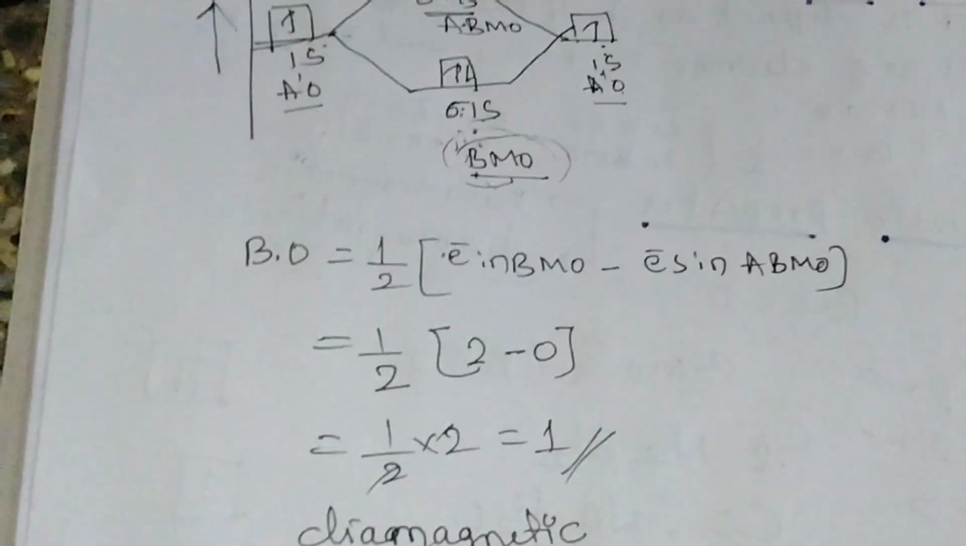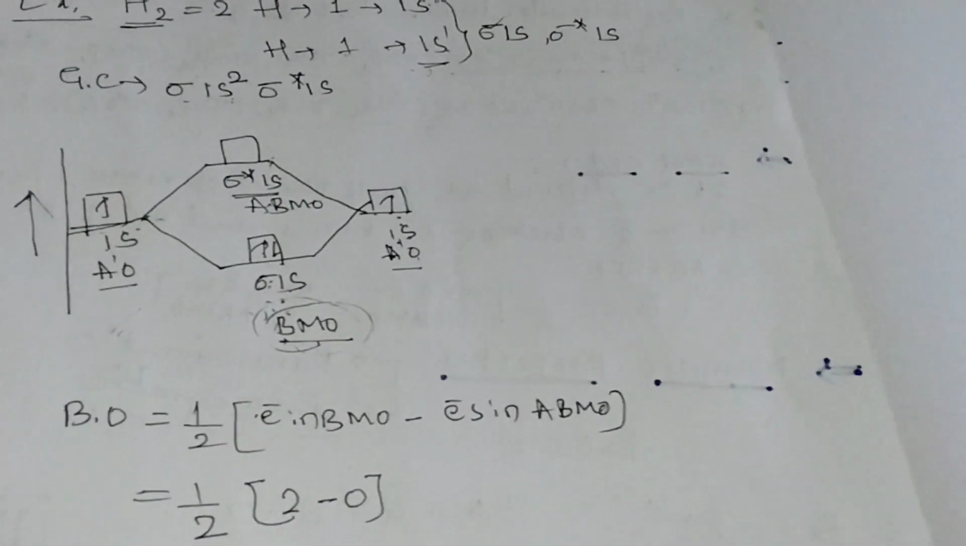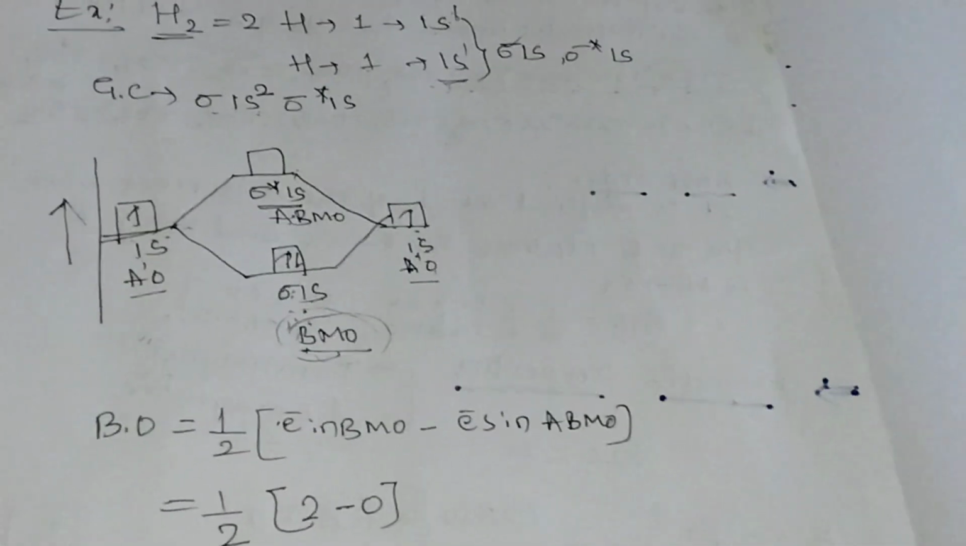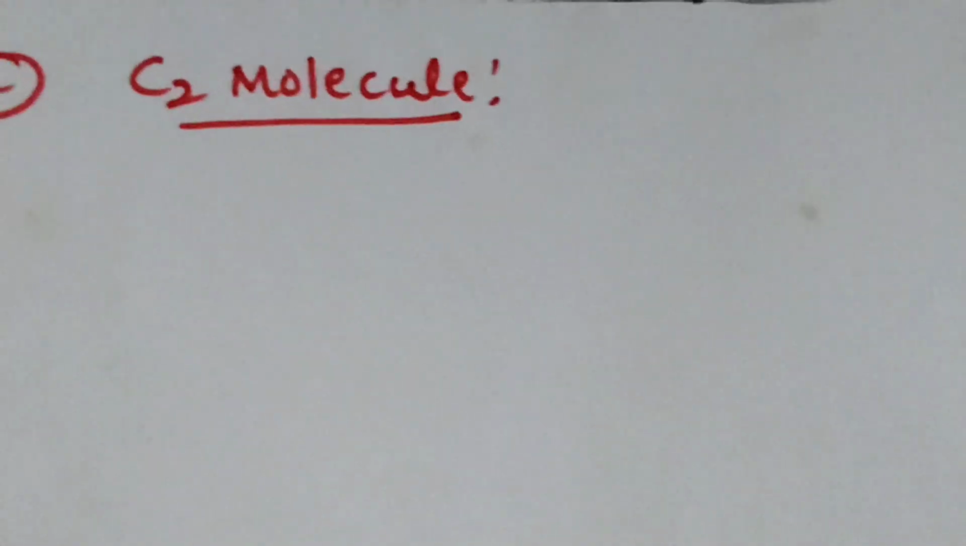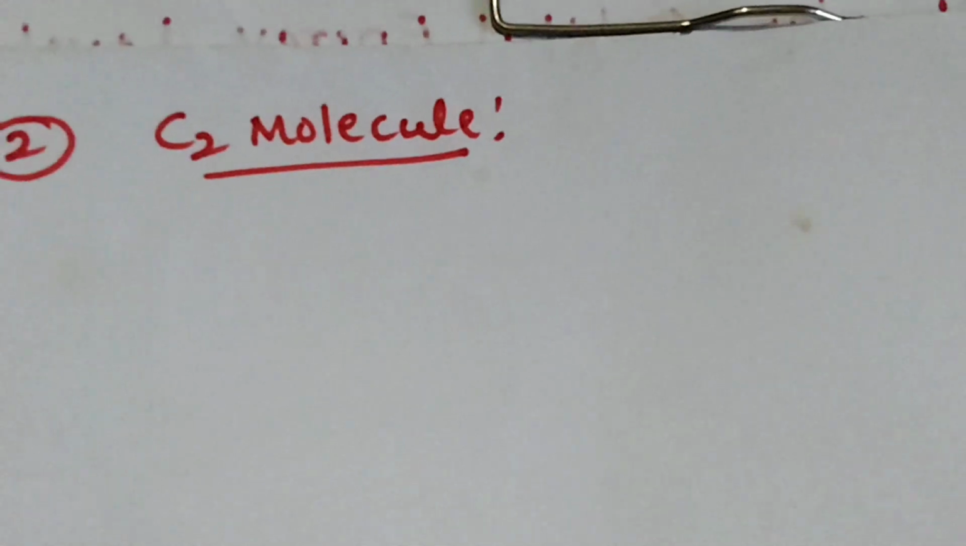Okay, the hydrogen molecule has a diamagnetic property. Now let us consider another example. Let us consider the carbon molecule, that is the C2 molecule.